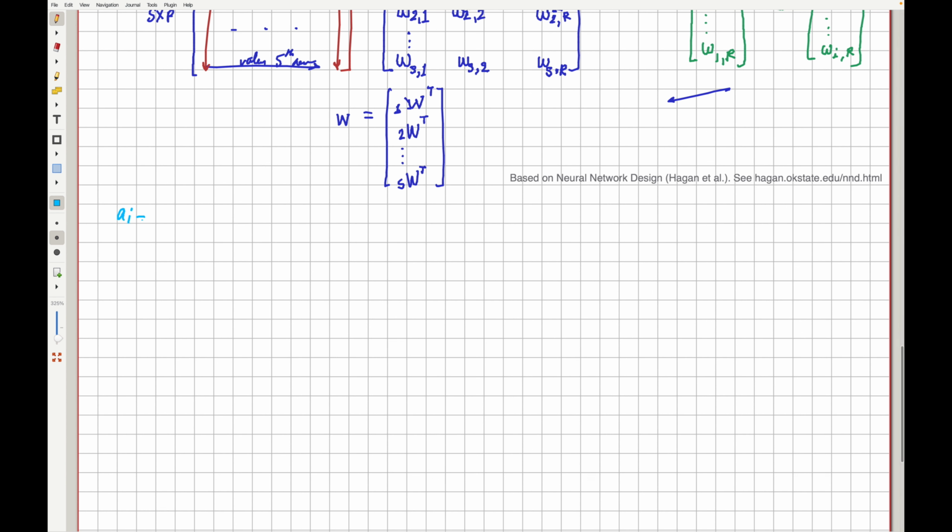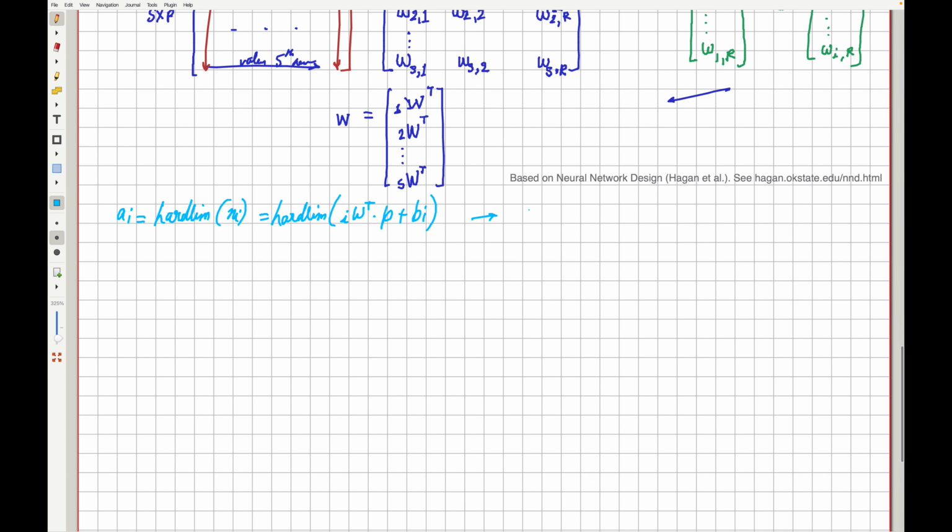A of i is equal to hardlim n of i, and here we know what n of i is. So hardlim of this is going to be ith w transpose dot p plus b sub i, and what this will get us is the output for a particular neuron in the network.